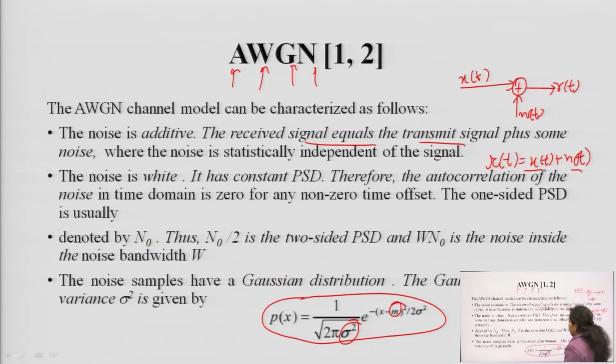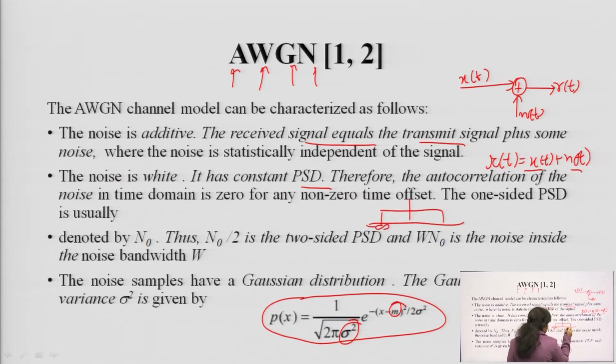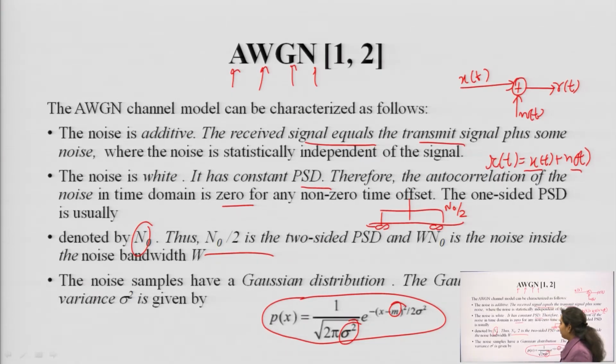to calculate the received signal. Now, the noise is white, which means it has a constant PSD, power spectral density, whose value from minus infinity to infinity is N naught by 2. The autocorrelation of the noise in the time domain is 0 for any non-zero time offset. The one sided PSD is usually N naught and the two sided is N naught by 2. If I am considering the two sided, then this is N naught by 2; if it is one sided up to infinity, it will be N naught. That is why it is known as white, additive white Gaussian noise.